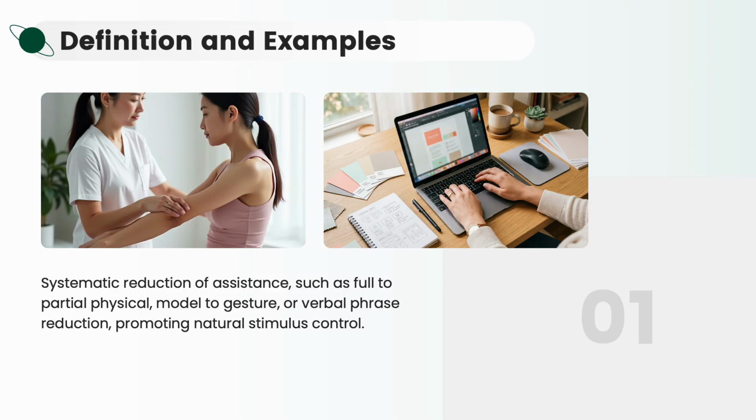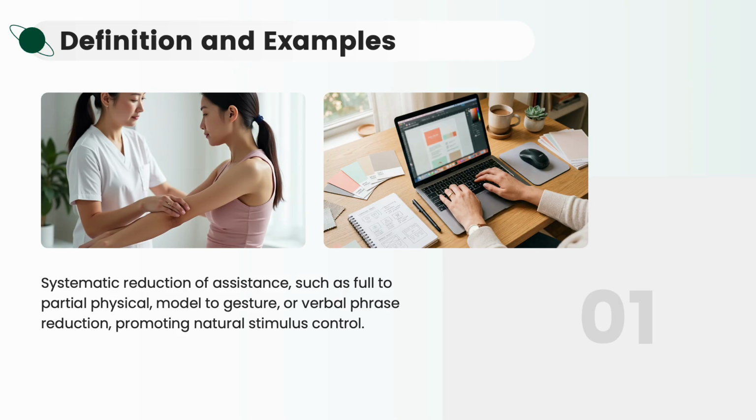Let's break down what prompt fading actually looks like in practice. Prompt fading is systematically reducing the level of assistance provided to the learner over time. There are several ways we can do this, and you'll likely use a combination depending on the skills of the learner. First, we have reducing physical prompts. One of the most common examples is with physical prompting. You might start with full physical guidance, then fade to partial physical, then a light touch, then no physical support at all. So you're gradually doing less and less.